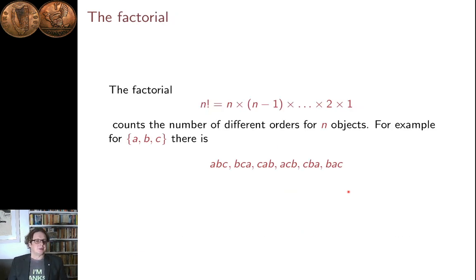The next object we're going to look at is the factorial. You probably have seen this before. N factorial is n by n minus 1 by n minus 2 by and so on, by 2 by 1. It's a function that gets very large very quickly. It has actually nice approximations, the so-called Stirling formula. It counts the number of orders of n objects. So for ABC, the number of orders is ABC, BCA, CAB, ACB, CBA, BAC. There's 6 objects there, and indeed 3 by 2 by 1 is equal to 6.